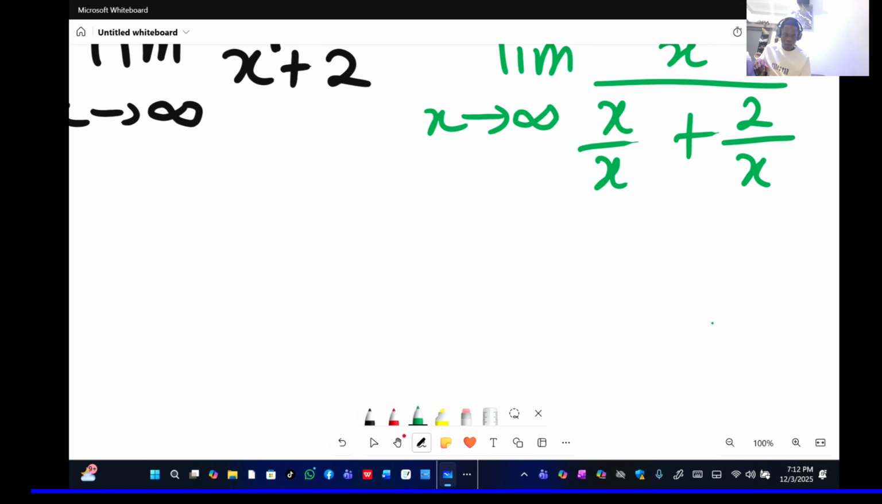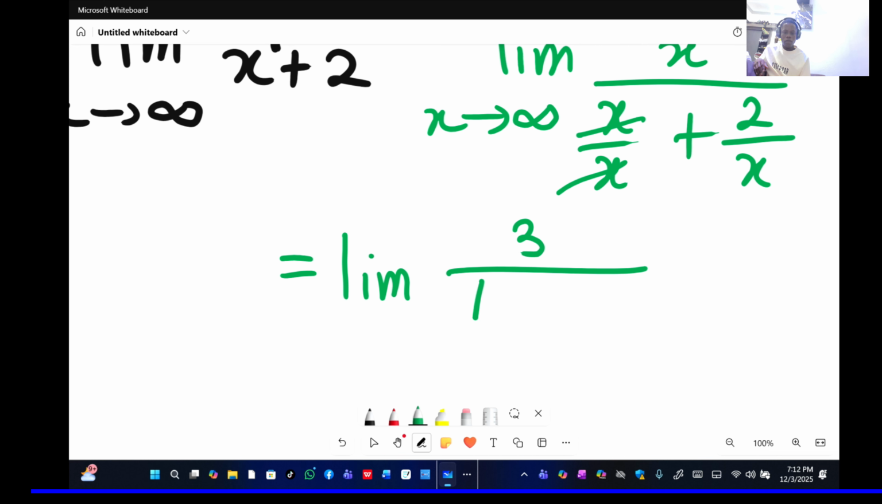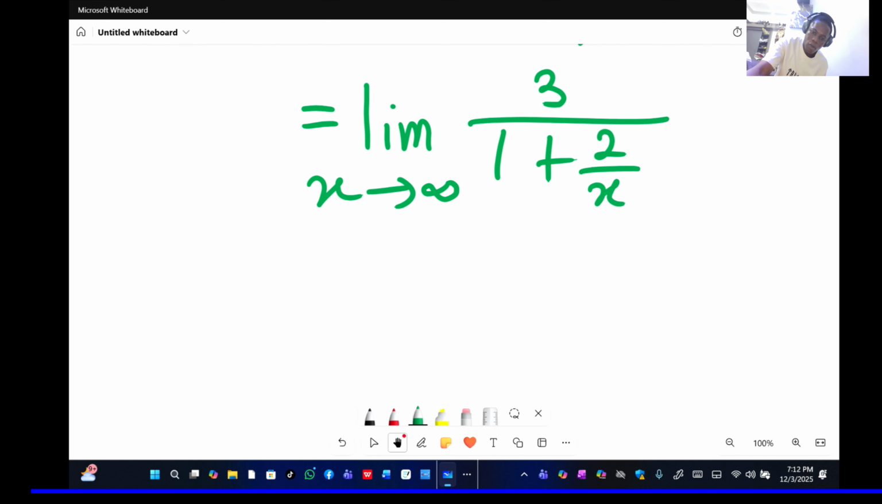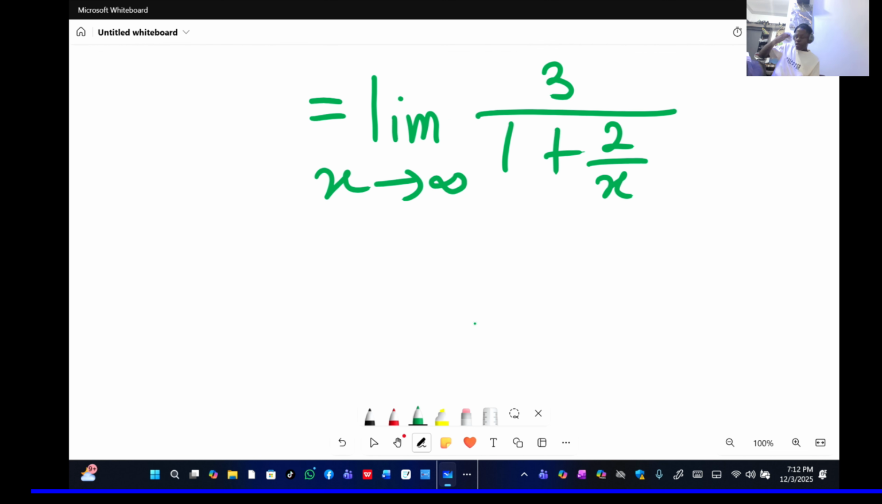So we are going to get the limit of, when you divide 3x by x, you are going to get 3. Then divide it by x divided by x, which will give us 1. And we have plus 2 still divided by x. You maintain that one since we don't know the actual value of x. So we have it as x approaching positive infinity. We continue to simplify. But we see that now we can substitute the value of x into the function.